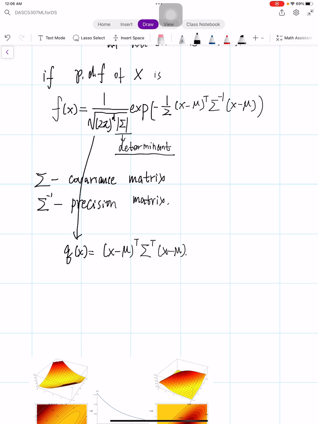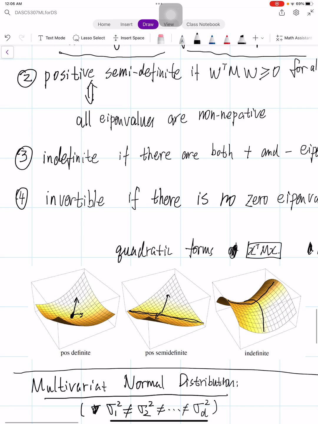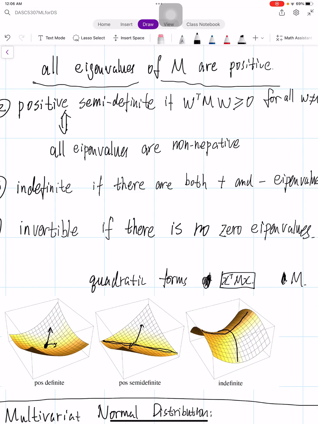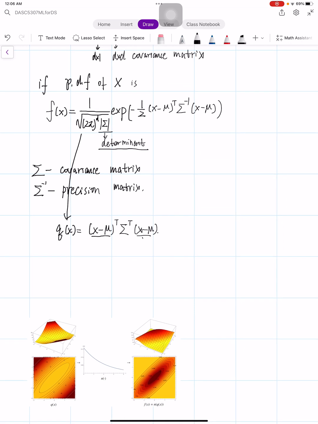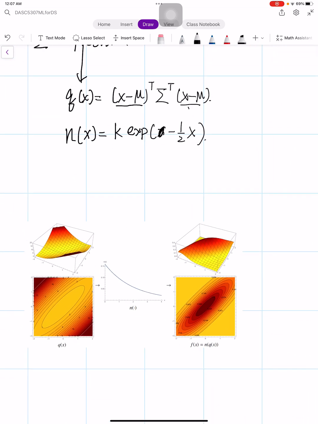Okay, so this function we already see, right? If you have the variable x, we know the quadratic form is just this format, right? So we know what this function is. And the next function is just some monotone function, which equals some constant k multiplied by the exponential of negative half of x. So in other words, we have the quadratic form, and then we give it some monotone transformation.